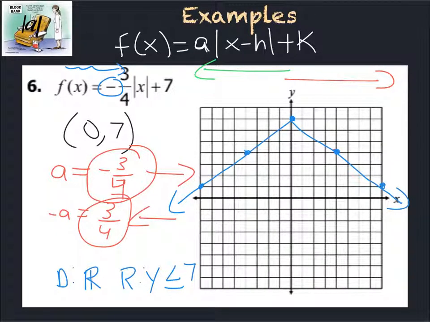Okay, now we're also going to talk about this 3/4. Some of you might have noticed that this graph seems a little, I guess you could say, wider. And we're going to talk about why it's wider tomorrow. And we'll do some more examples using vertex form.